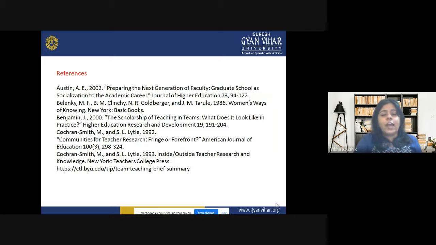Now, students, today we have discussed the topic of team teaching, the benefits of team teaching, the different models of team teaching, and we have explained the six models of team teaching. Then we have talked about the advantages, disadvantages, how team teaching can be made successful, and the different challenges faced by the institution, teachers, and students while teaching with the team teaching method. For further reading on this topic, you can refer to these references.